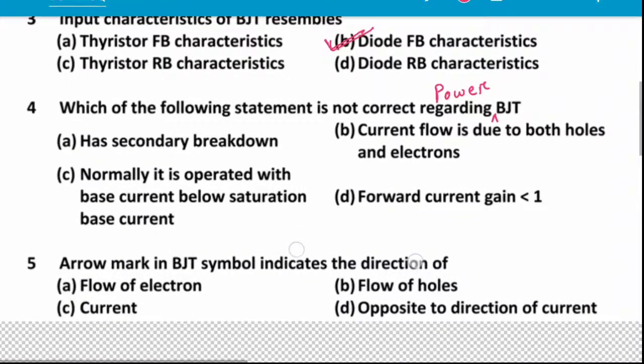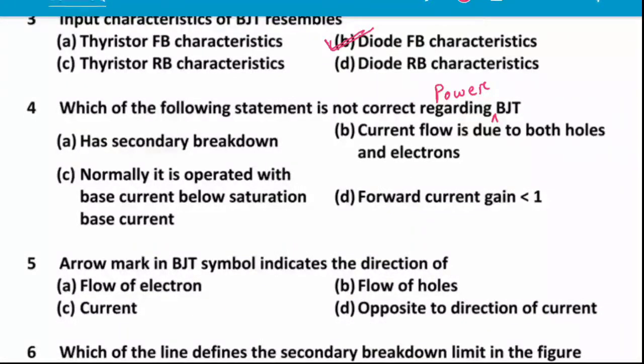Next question: which of the following statements is not correct regarding power BJT? Option A, it has secondary breakdown. Option B, current flow is due to both holes and electrons. Option C, normally it is operated with base current below saturation base current. Option D, forward bias gain is smaller than 1. And in this case, option C is the answer, because I have already explained that normally it is operated with base current.